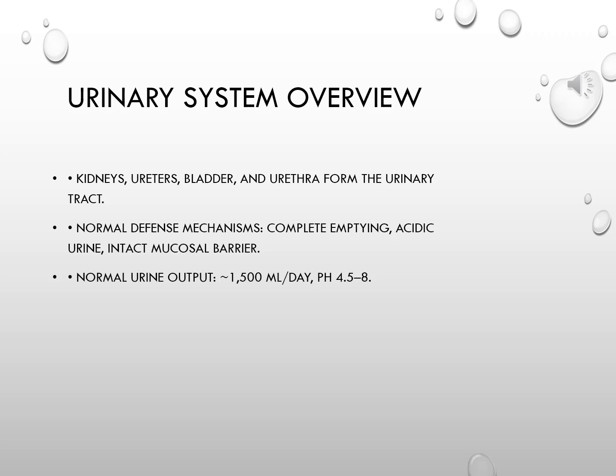Remember, normal urine output should be approximately 1,500 mLs per day, so 1,000 to 2,000. Right about that 1,500 is appropriate for a full day. Should be greater than 30 mLs per hour output. And your normal pH level is 4.5 to 8.